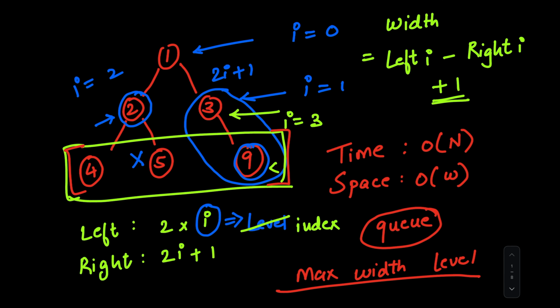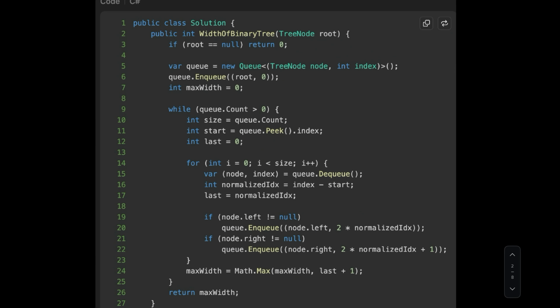Let's review its implementation in C#. In this C# implementation, I start by adding a validation to make sure that the input root node is not null. If it is, then I'm returning 0. After that, I've initialized a queue of type tuple of tree node and index, and added the root node as the first element. The next step is to run a while loop until the queue is empty. Inside the loop, I'm running a for loop to iterate through all of the elements in the queue at that given moment.